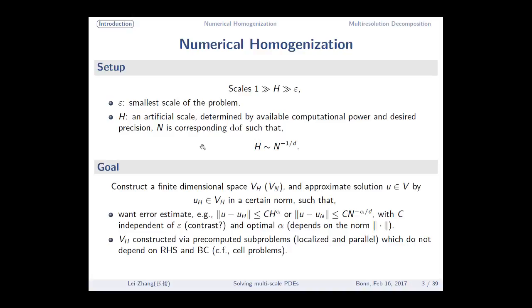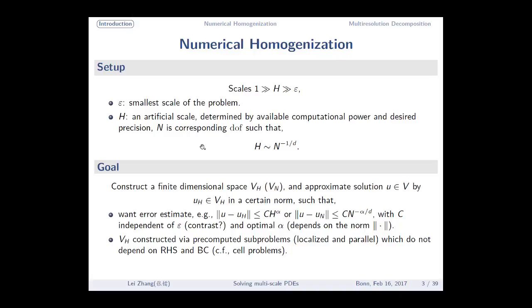That's our definition of numerical homogenization, which you have already seen before. We have scale 1 and scale epsilon, which is the smallest scale of your problem. You want to put in a mesoscopic computational scale, capital H, determined by the computational power or the resolution and accuracy you want. Usually this capital H is associated with the coarse degrees of freedom. With this scaling, the goal is to construct a good space.